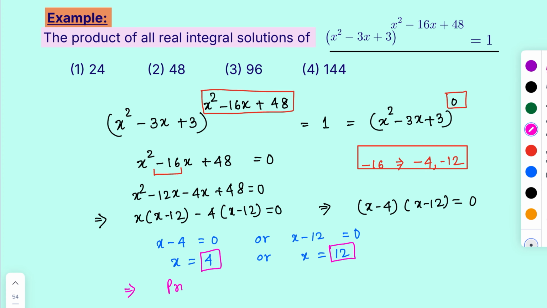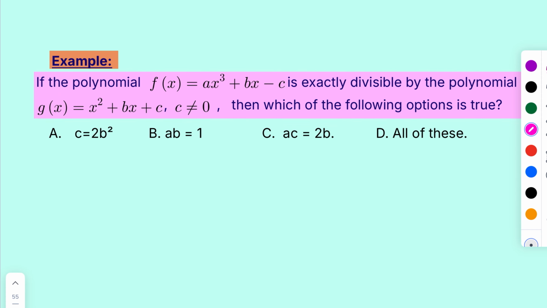This implies the product will be equal to the product of the real integral solutions. Product is equal to 4 into 12, which is equal to 48. Hence option 2 is correct. Next question.